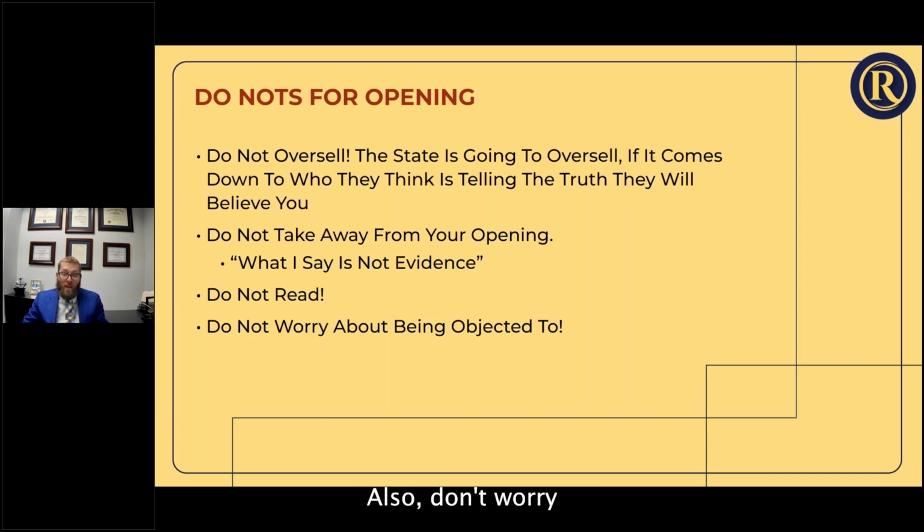Also, don't worry about being objected to. A lot of people are so concerned they're going to get objected to in opening that they take stuff out. It's okay to be objected to. All that happens when the state objects is the judge is going to sustain or overrule it. If they sustain it, you repeat exactly what you said and you say, sorry about that, the evidence is going to show, and then repeat exactly what you said. And they just highlighted what your argument was. And all you did was say the evidence is going to show, or the evidence is not going to show. So don't worry about being objected to.